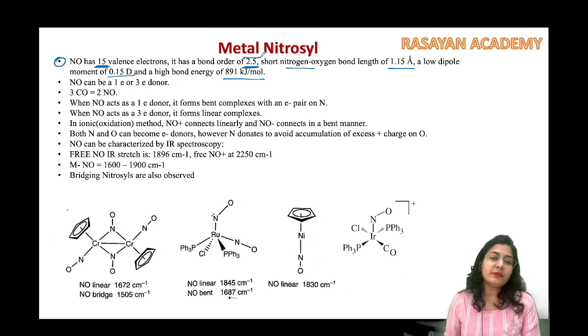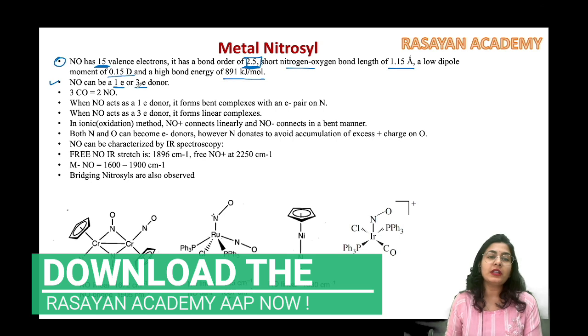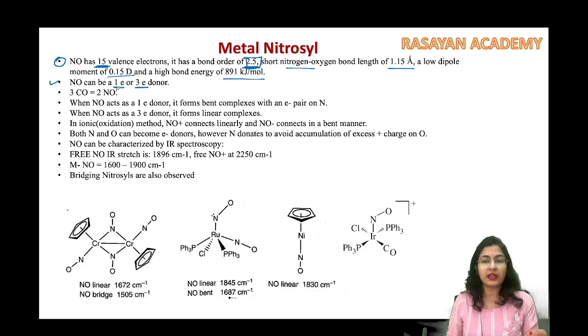Now why is the bond order 2.5? We will see very shortly. We expect that this is nitrosyl, so its bond order should be 3, but it is 2.5. Why is that though? We'll see. So nitrosyl can be a 1 electron or a 3 electron donor. It is very important that it can behave as both 1 and 3 based on the type of bonding.